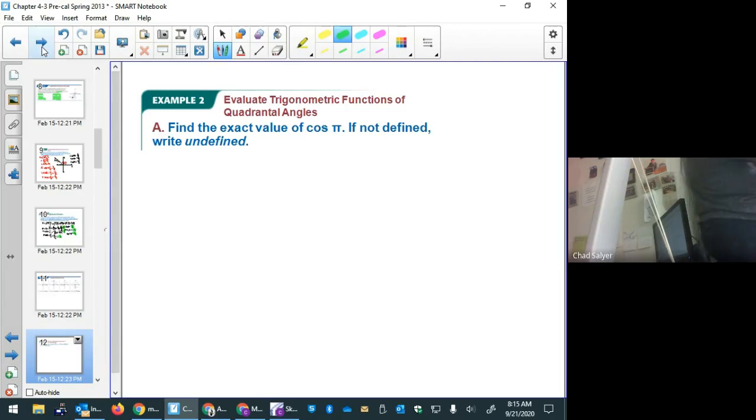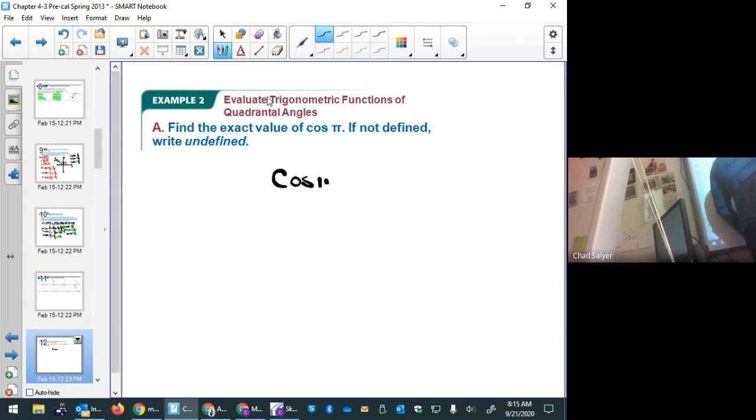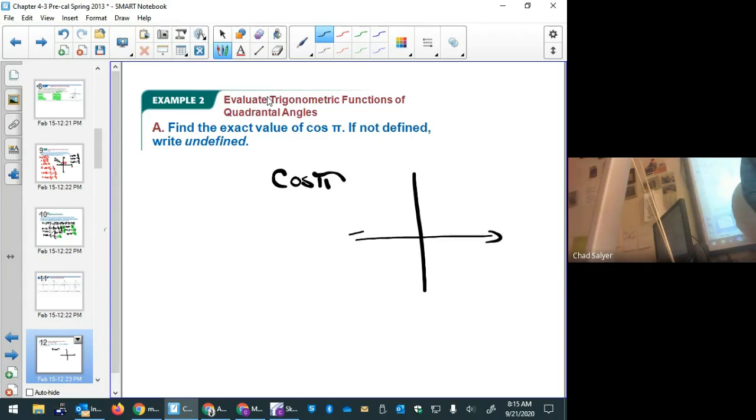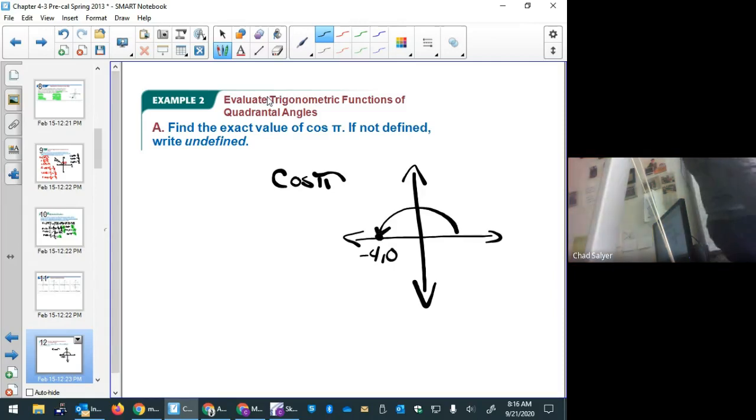So find the exact value of cosine of pi. We know this from the unit circle, but let's use an arbitrary point. Pi is over here, so for any point in this direction, let's just do (-4, 0). That is an example of a point on the terminal ray of pi.